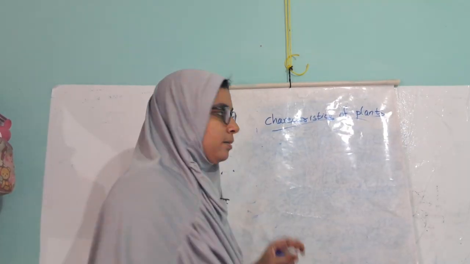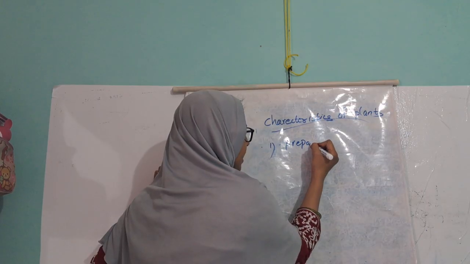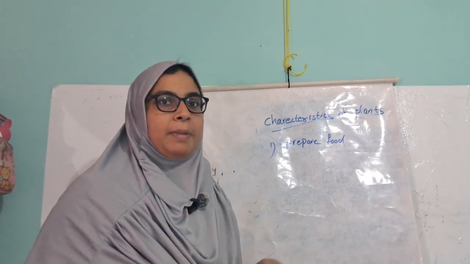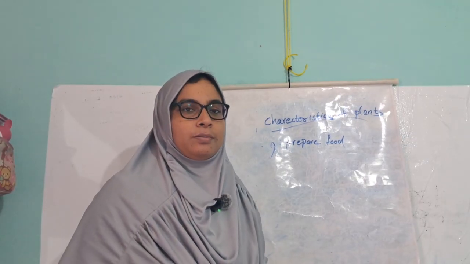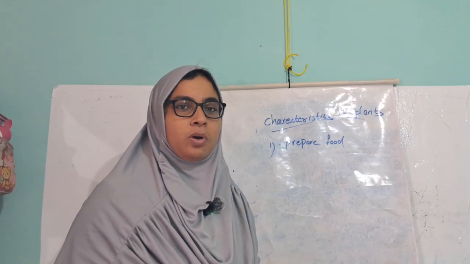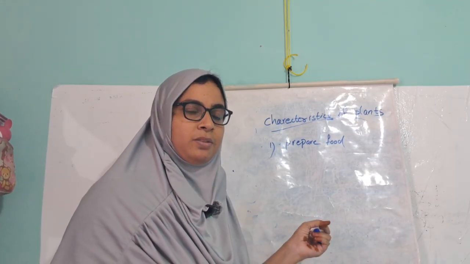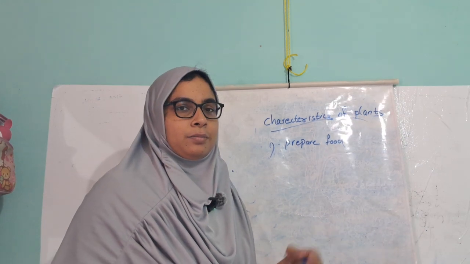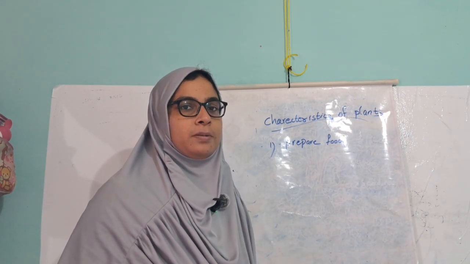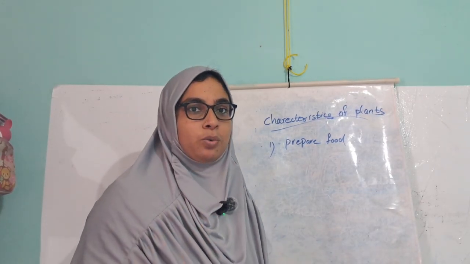Characteristics of plants. Plants prepare their own food. So they are called autotrophs. Why are they called autotrophs? Because they prepare their own food. Plants that prepare their own food are called autotrophs. We humans eat food, but plants make their own food.